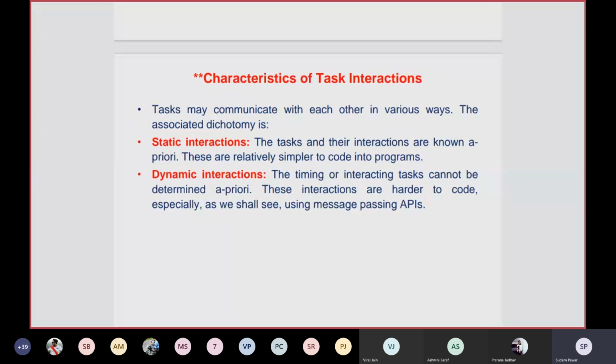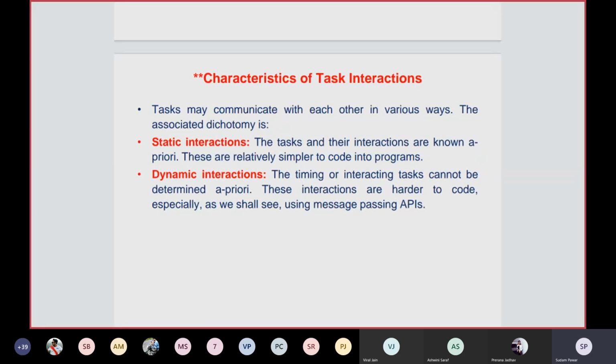But it is difficult to code the dynamic interaction in the case of the task. The timing of interacting tasks cannot be determined a priori. This is the dynamic interactions. And these interactions are very hard to code in your program. An example is using message passing APIs.